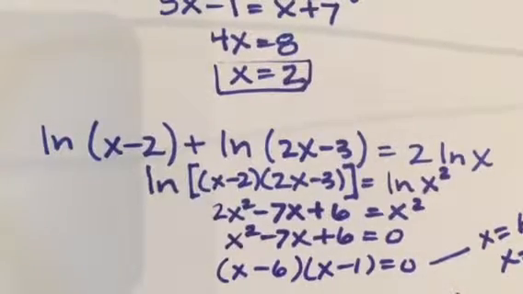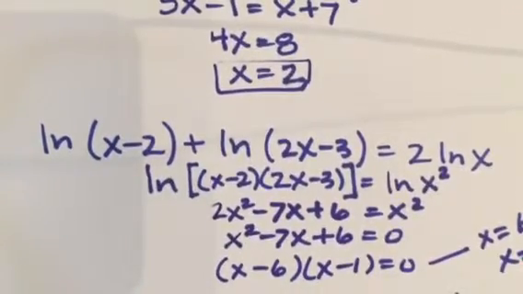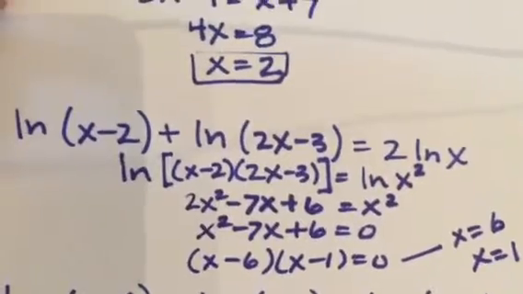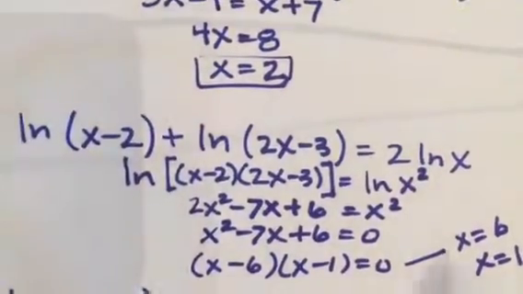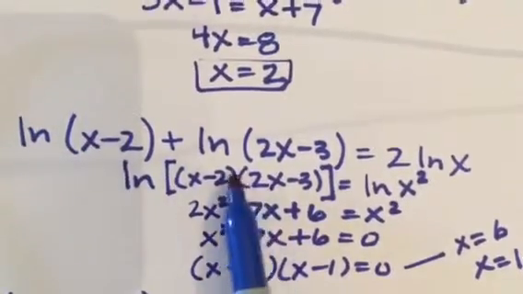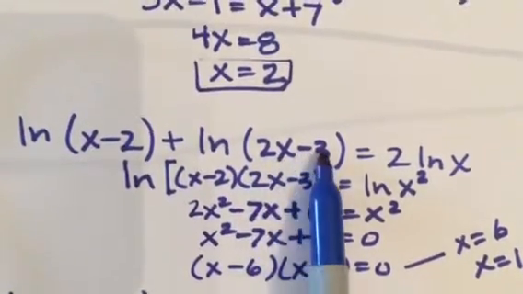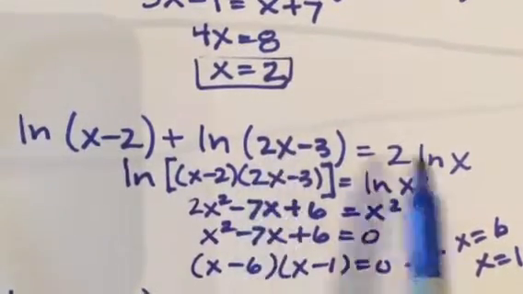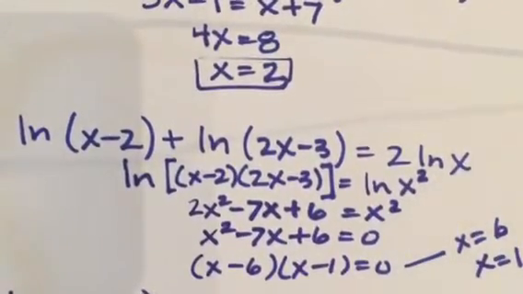Now both of these I would want to substitute into my logarithms and make sure I don't generate anything that is negative in the arguments. Okay, so let's put that 6 in. ln of 6 minus 2, that's ln of 4. ln of 2 times 6 minus 3, that would be the ln of 9. And then 2 times ln of 6. That's fine. So my 6 is looking good.